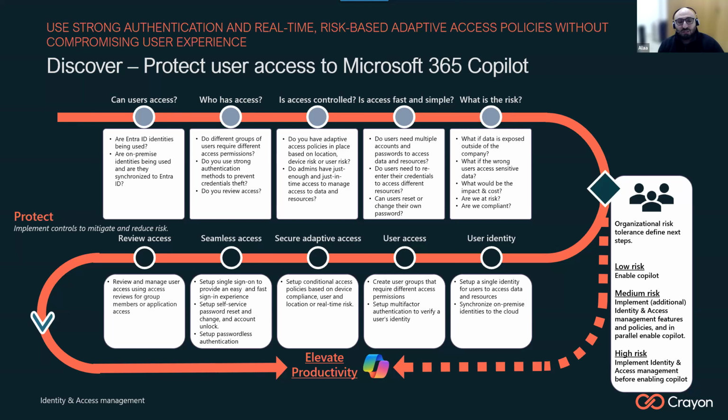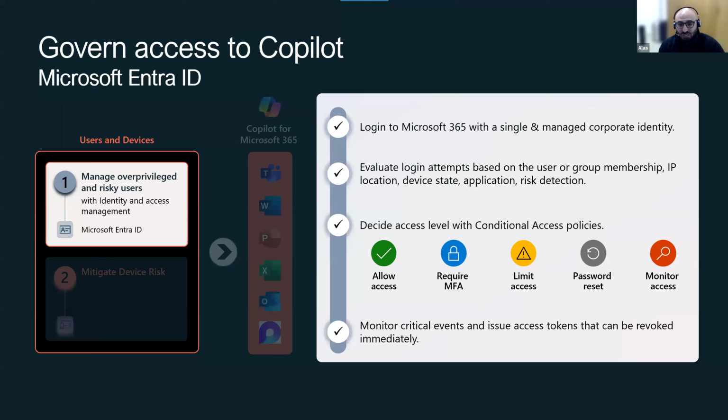Finally, it's important that we review access regularly. Auditing and updating user access ensures that only authorized users have access to sensitive data and keeps everything secure and compliant. This slide covers how we protect user access to Microsoft 365 Copilot. So let's summarize what we just explained.